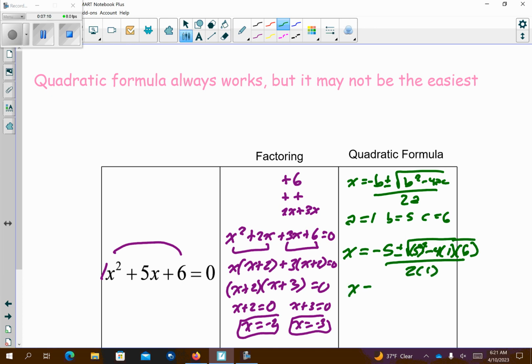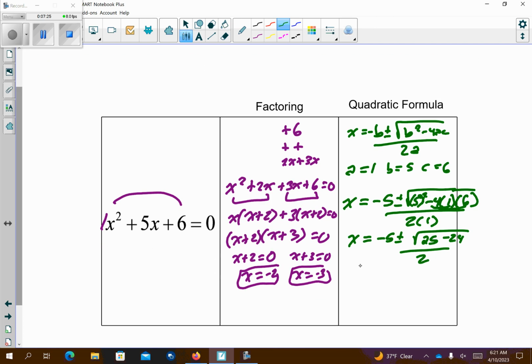And let's clean this up. X equals negative 5 plus or minus 5 squared is 25. Negative 4 times 1 is negative 4. Negative 4 times 6 is negative 24, all over 2, because 2 times 1 is 2. And let me bring this down a smidge. X equals negative 5 plus or minus 25 subtract 24 is 1. So I get the square root of 1. What's the square root of 1? Yeah, the square root of 1 is 1.